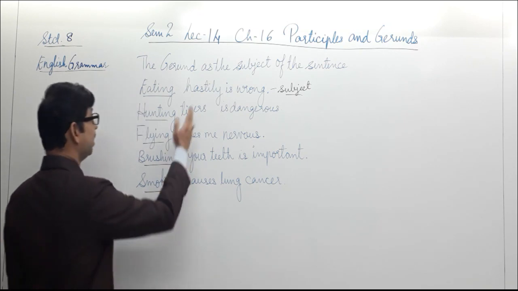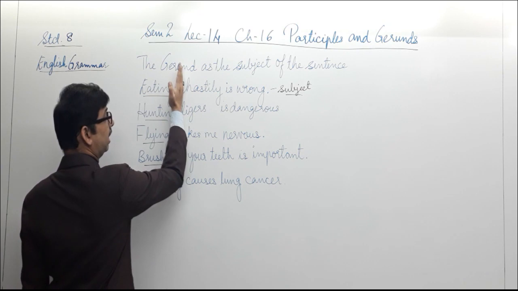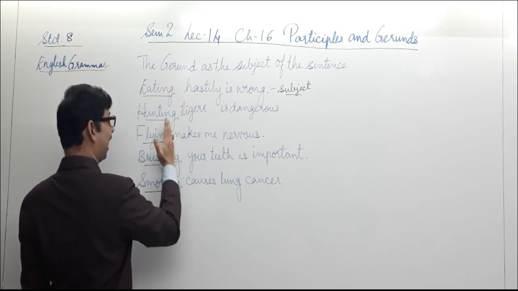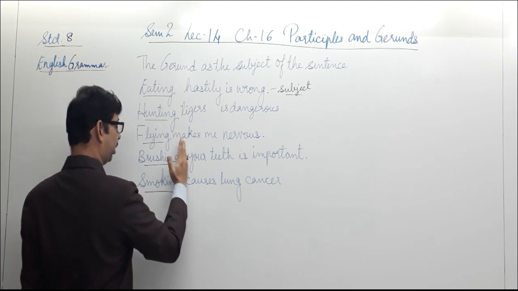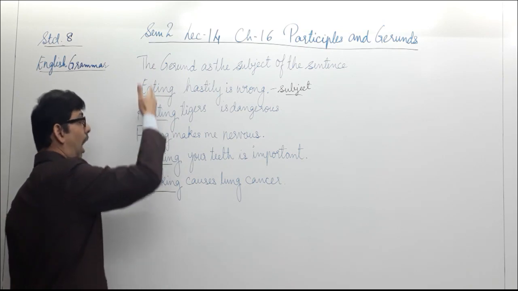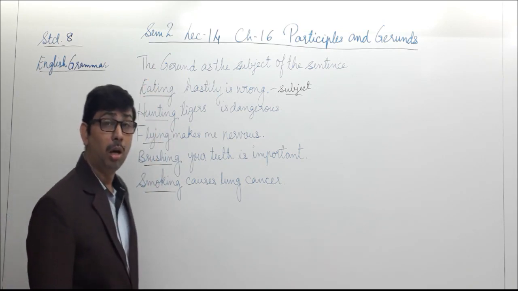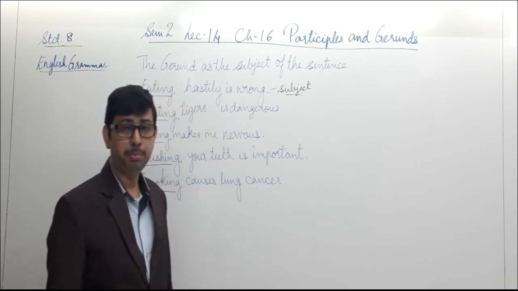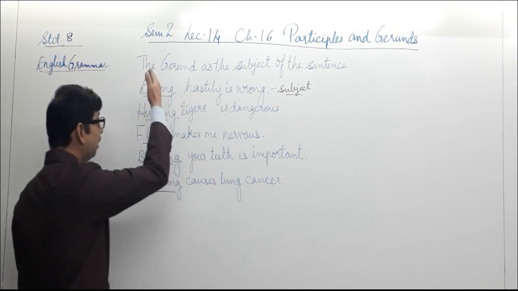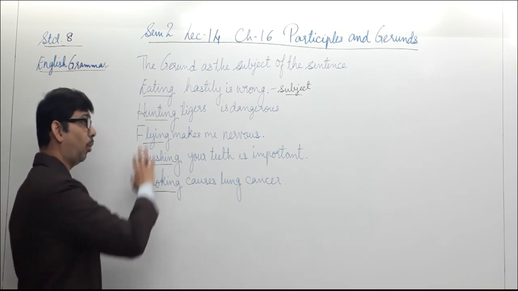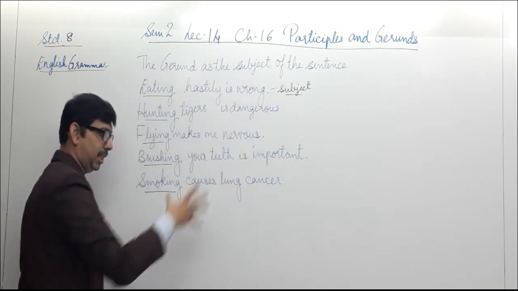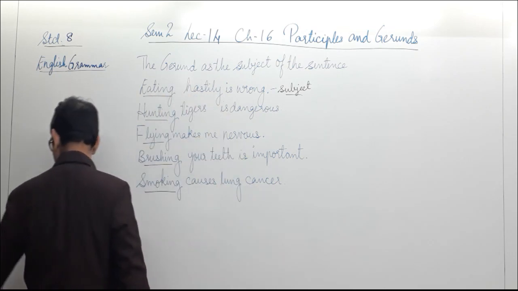If you bifurcate the sentence and see, eating hastily is wrong. Hunting tigers is dangerous. Flying makes me nervous. And brushing your teeth is important. Finally, smoking. So all the first words appear to us as present participles, which is the form of the verb, but they are playing the functionality of a subject in all these sentences. Therefore, the gerund as the subject of a sentence. So I hope you noted this down for your ready reference.